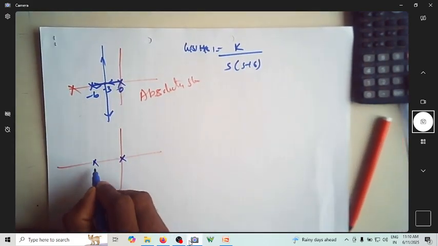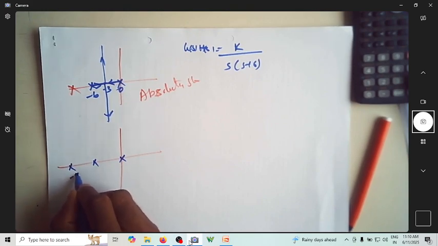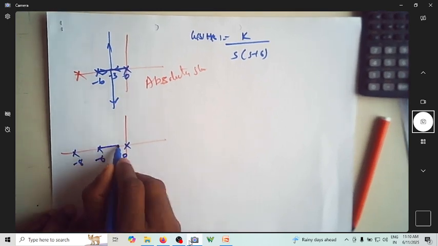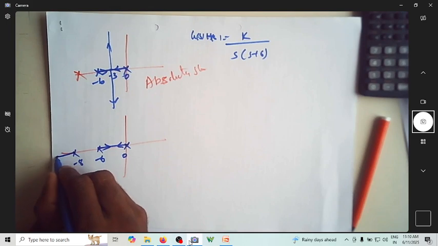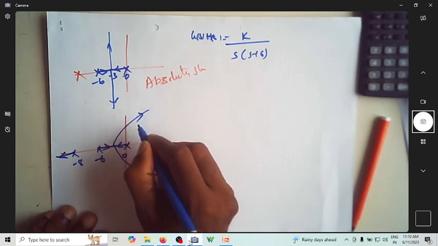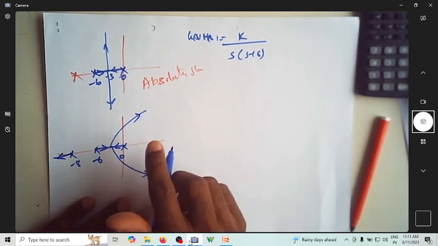You have this, you have this, you have this. Assume that you are adding it at minus 8. This is minus 6. What happens? It goes like this. This is certainly going like this. It breaks here, and then you can see the system will become conditionally stable.